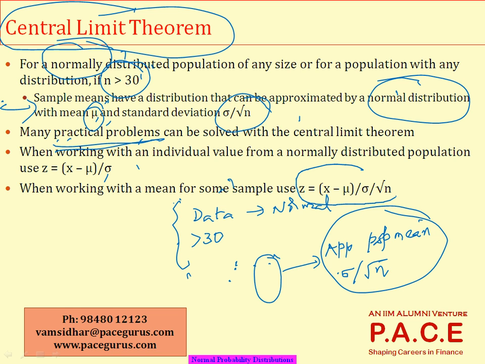So whenever we are talking about a sample mean, the z value needs to be taken as x minus mu by sigma by root n, because the standard deviation is sigma by root n, not sigma. Whenever we talk about individual values, we take the z value as x minus mu by sigma. Whenever we talk about the mean of the population, we take the z value which is equal to x minus mu by sigma by root n. Of course, when we take up some of the practical things later, we will understand this concept even more clearly.